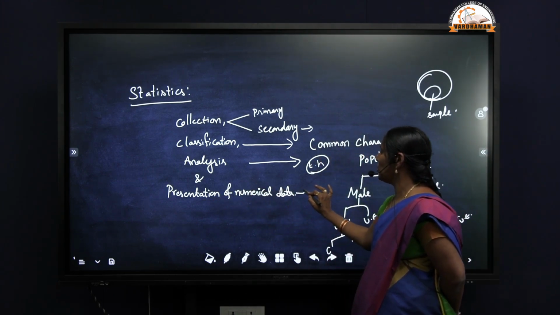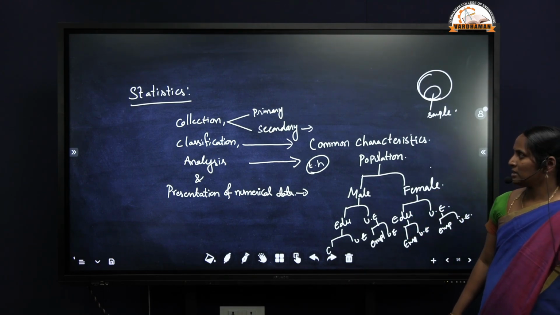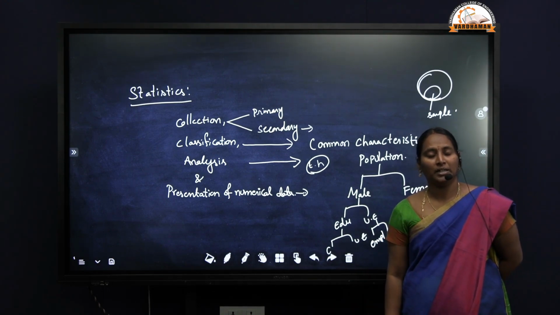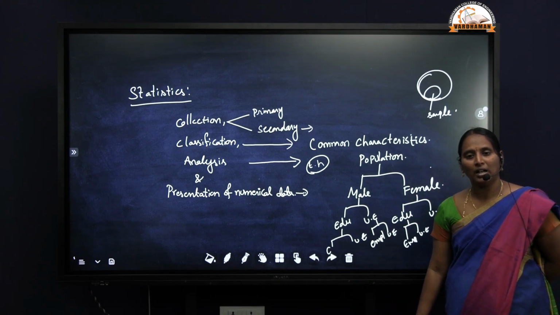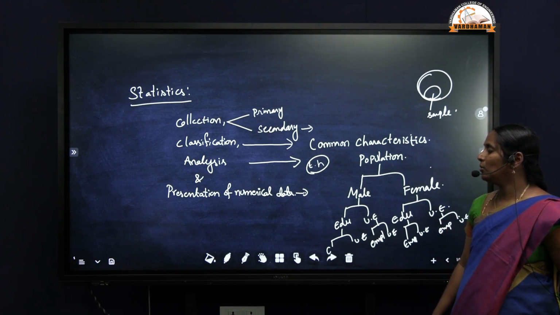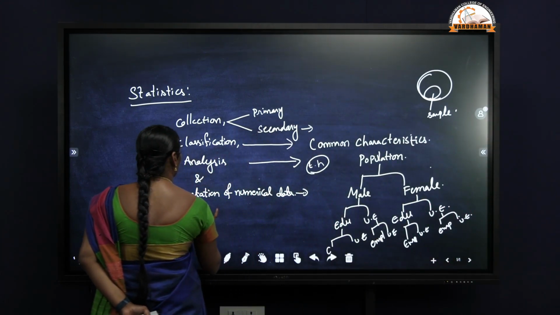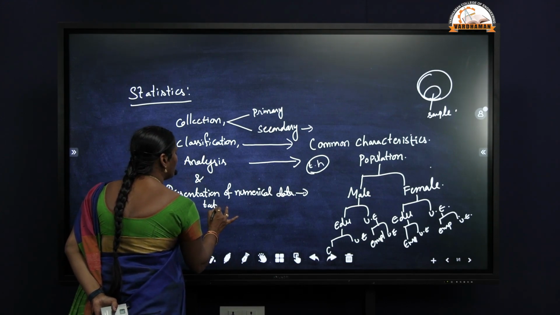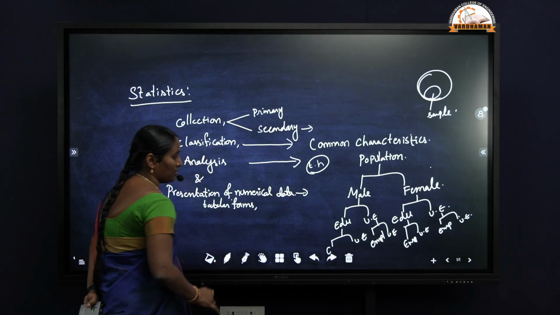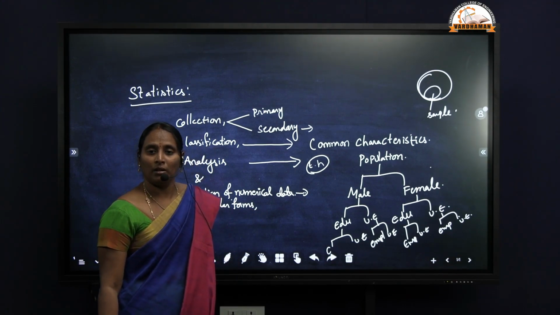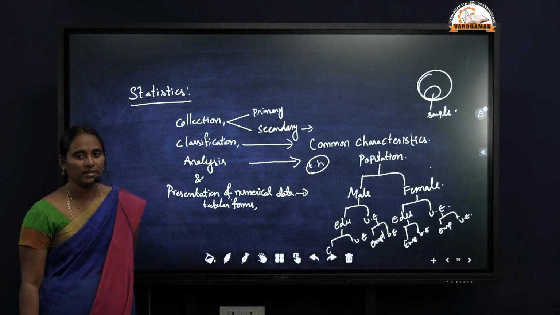The presentation of numerical data. Now our 3 steps are completed: collection, classification, analysis. At last, we conclude with the presentation of numerical data. This presentation may be in terms of tabular forms. Tabular forms means, as you all know, the data is represented in terms of rows as well as columns.